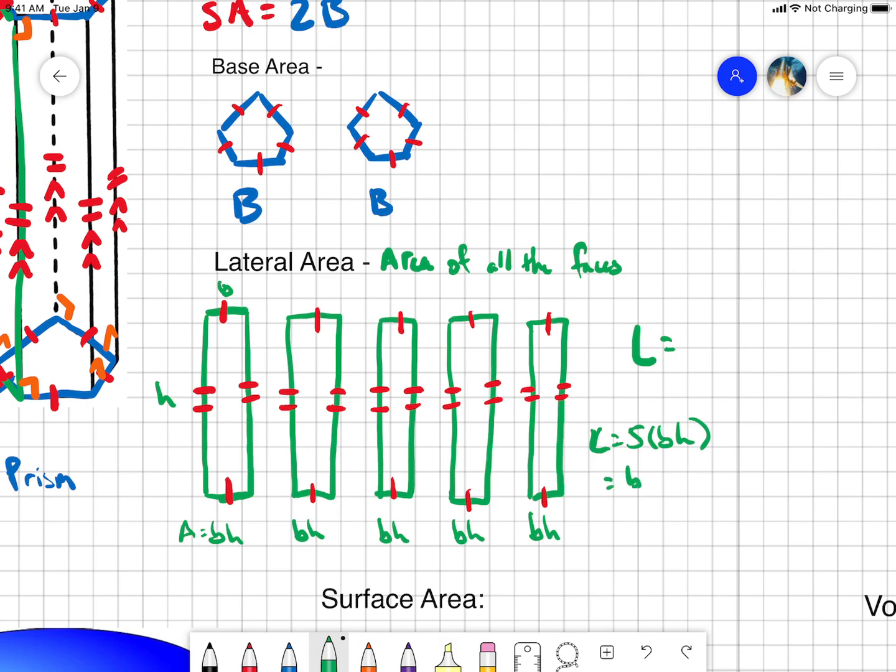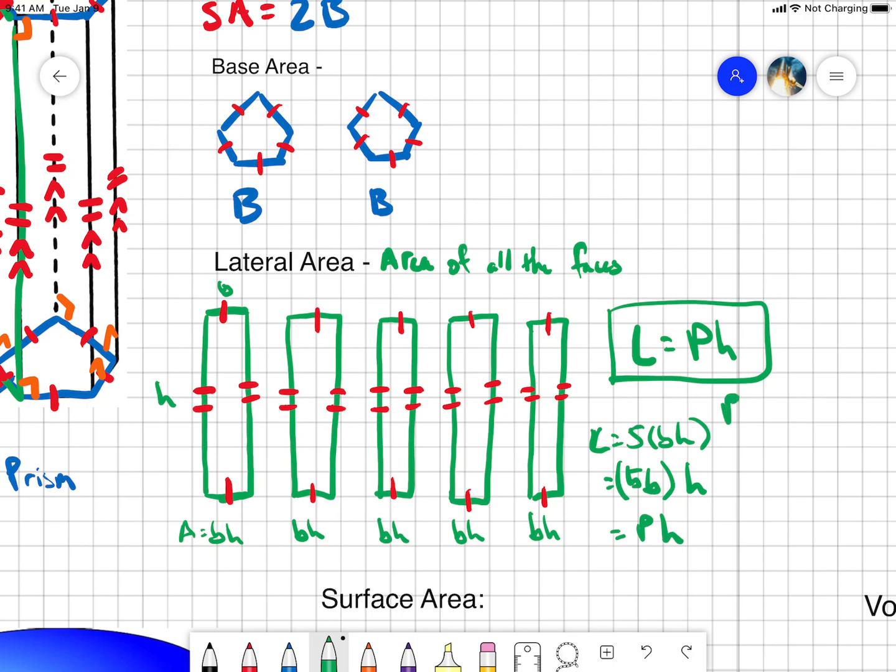What's 5b? If I just look at 5b, this is my perimeter. It's the perimeter of my polygon. So another way of thinking about this is the perimeter of my bases times my height. So for lateral area, it's always the perimeter of the bases times the height of my parallelograms.